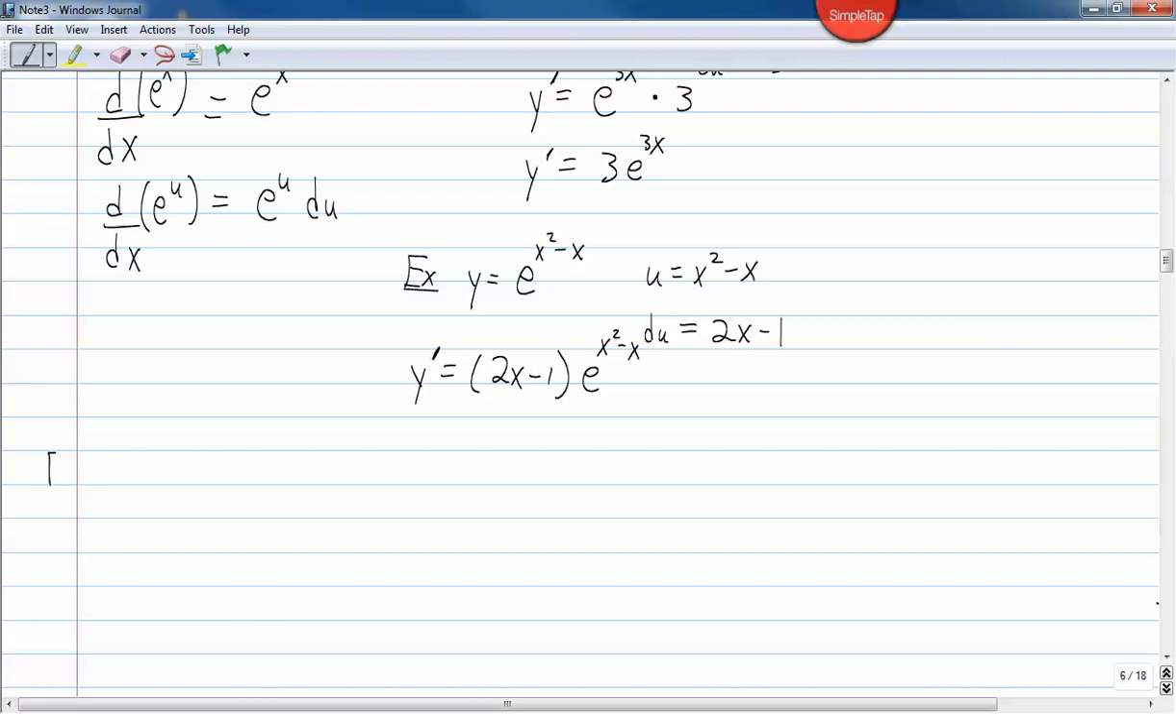Let me do one more of those. Say that I had f of x equals x e to the negative 1 over x power, and I wanted to find the first derivative.